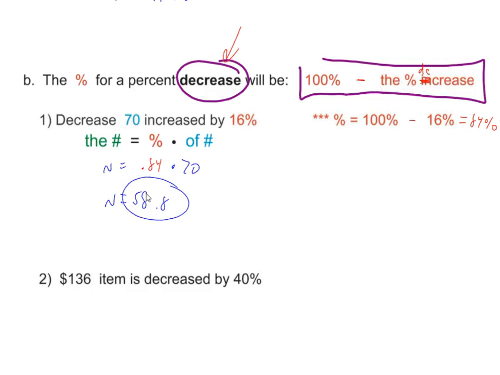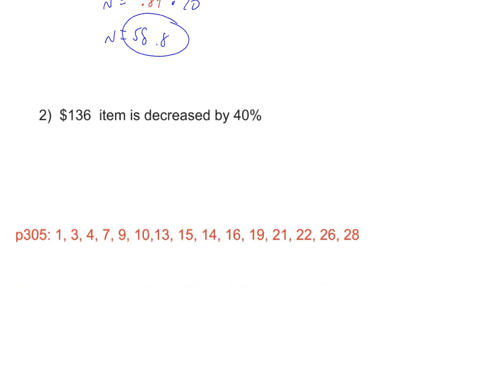That thing went down a little bit more than 11. 7 down is 10%. 14 down is 20%. I'm only 16% down. Again, this is a means of doing the problem in 1 step. All right, try the last problem. $136 item is decreased by 40%.